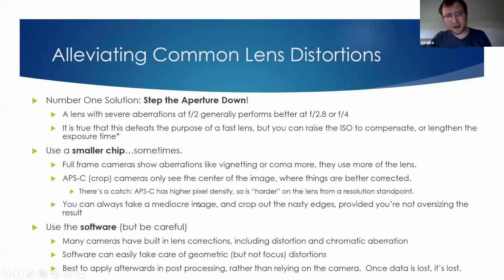You can always crop, like I showed earlier. That doesn't always work. Sometimes you are just zooming in on all the gunk. You can also use software. A lot of these cameras have built-in lens corrections. They may work very well for daytime photography, but they may cause you a lot of trouble in astrophotography. So I would suggest don't use them until after you've taken your images, and do corrections later in software.